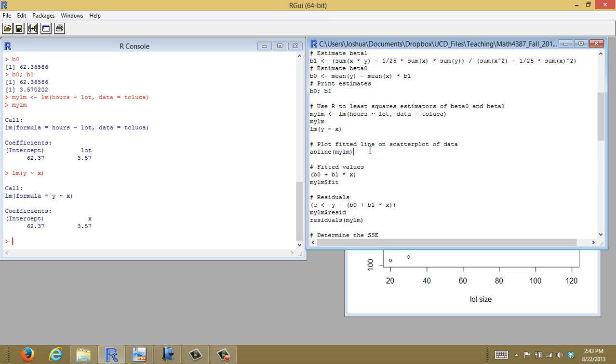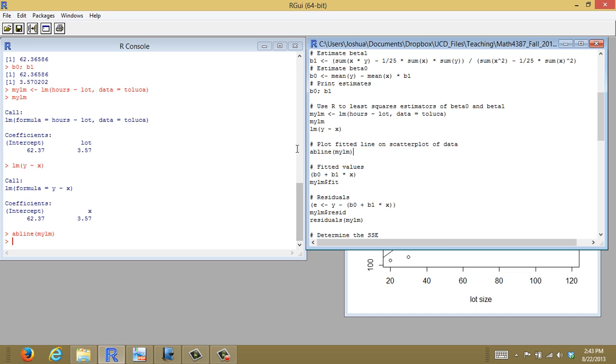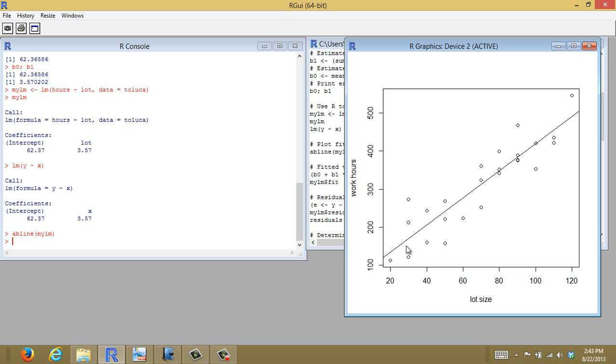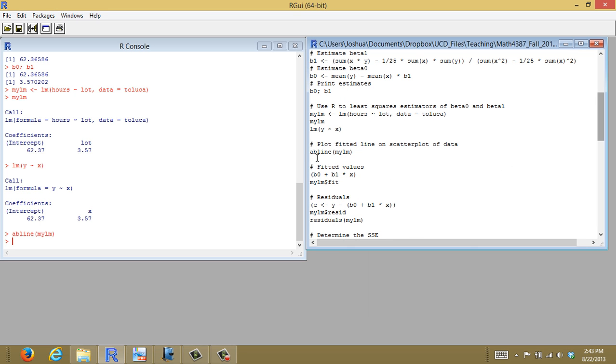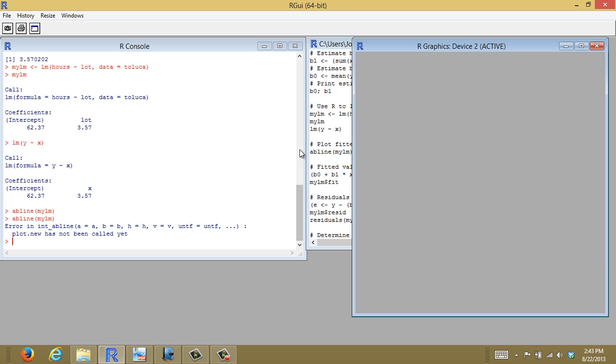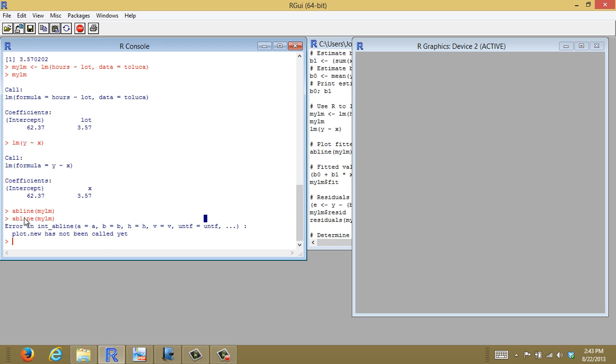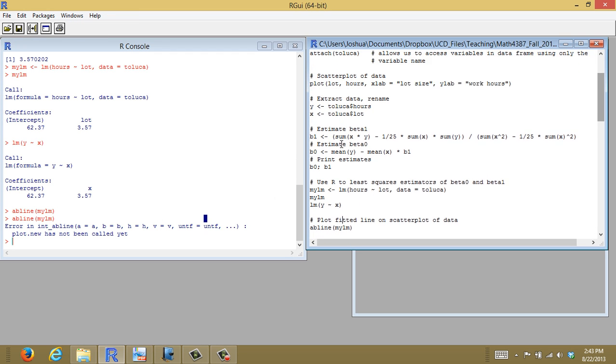So if we do abline(myLM), then what R does is it draws the estimated regression relationship on the plot that we've already created. I will point out that if you've already closed your plot and you try to use the abline function, it's going to be mad at you. So it only draws this line on a plot that's already been created.